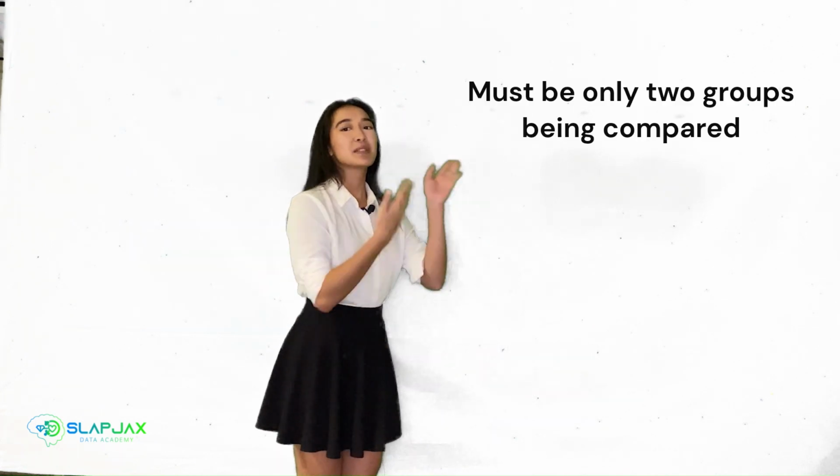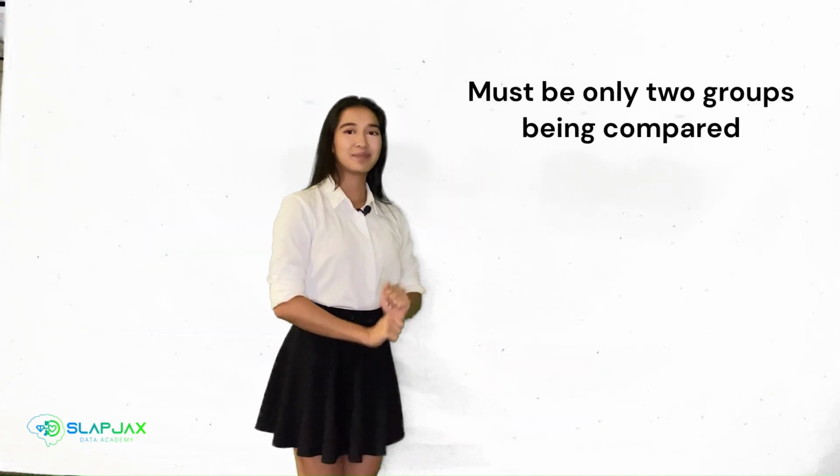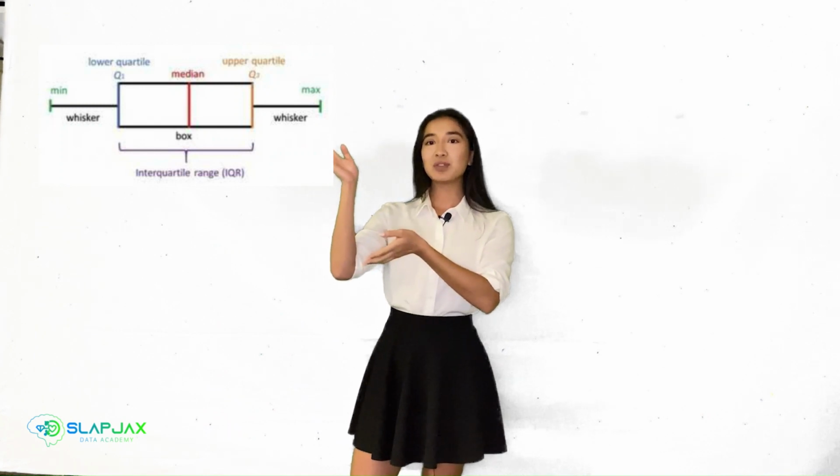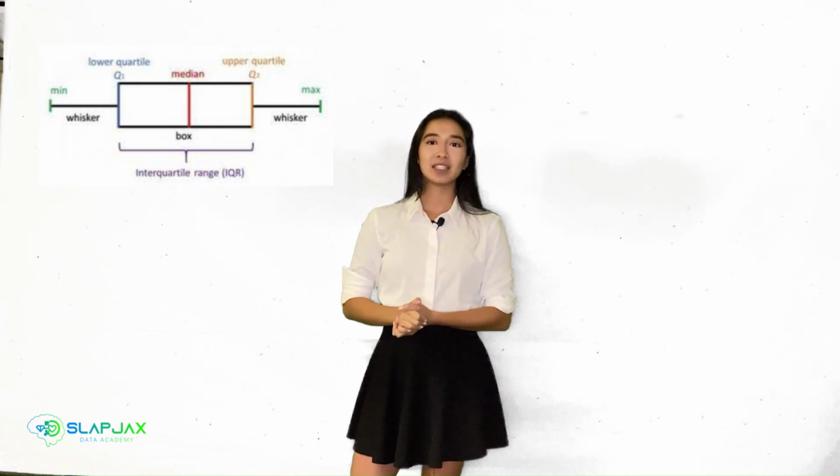5. Must be only two groups being compared. A box plot can be used to visualize this test. You must set a significance threshold.